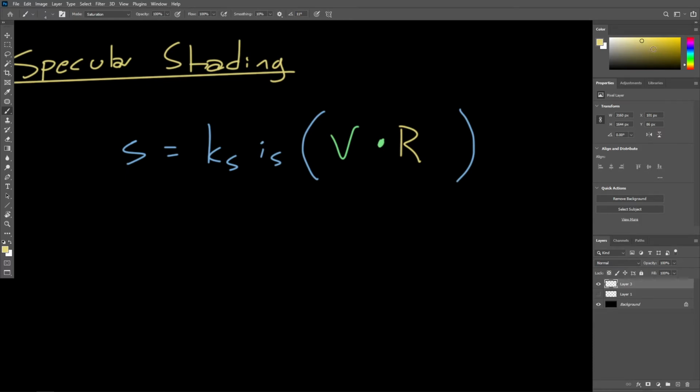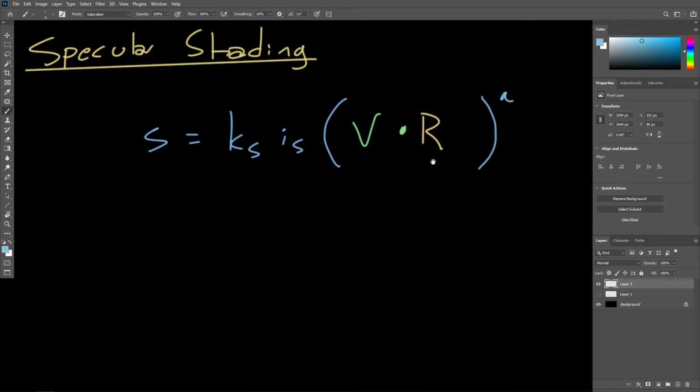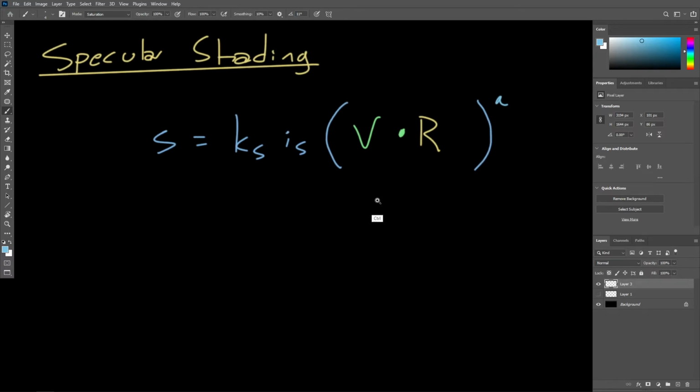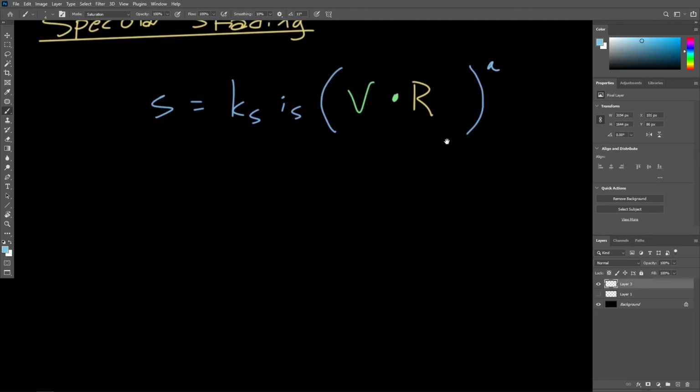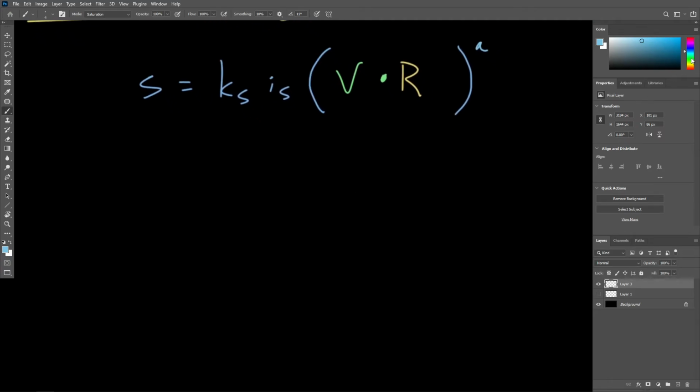And then we're also going to raise this to the power of, let's call it alpha, which is something called the shininess constant. It basically causes the specular intensity to drop off at a nonlinear rate with greater deviations from the ideal reflection angle. Once we draw out a diagram here showing the vectors involved, that should make a bit more sense. So let's go ahead and do that.